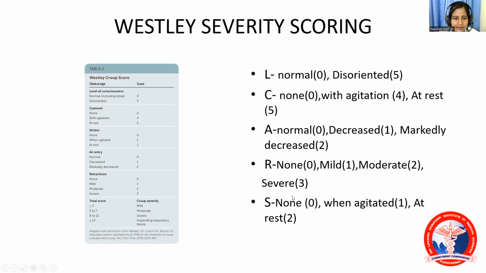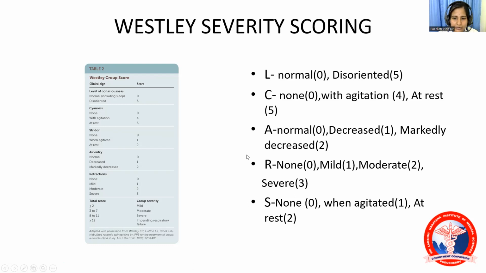R is for retraction. If there is no retraction, it is 0. Mild retraction, 1. Moderate retraction, 2. And severe retraction is 3. And S is for stridor. If no stridor, 0. Stridor during agitation is 1. Stridor at rest itself is 2.